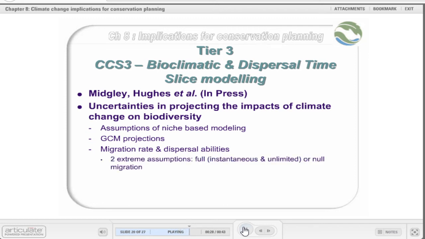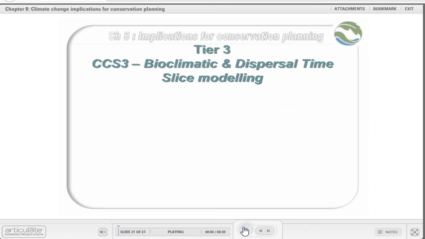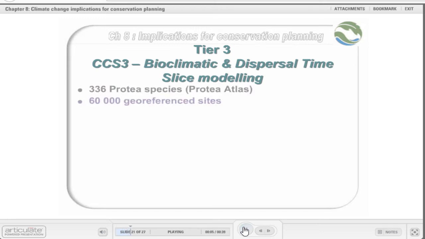Usually, the assumption is that the biodiversity features either have full migration from point A to point B, or they don't make it at all. This climate change integrated study allows for species-specific parameterization, and thus does not make the assumption of full or of no migration. This work, done by Midgley and Hughes, worked with 336 Protea species, at 60,000 sites and with 250,000 records of presence-absence, all of which comprises a very detailed database.